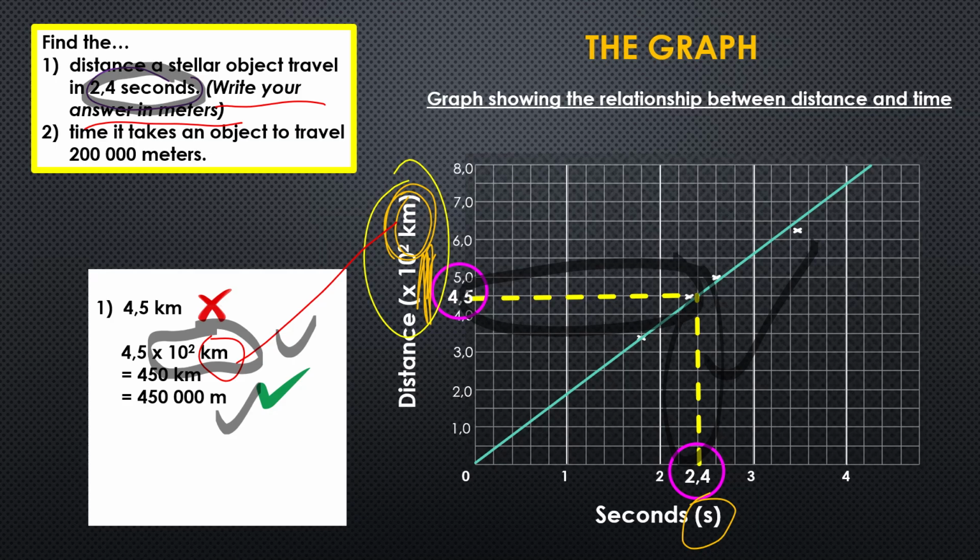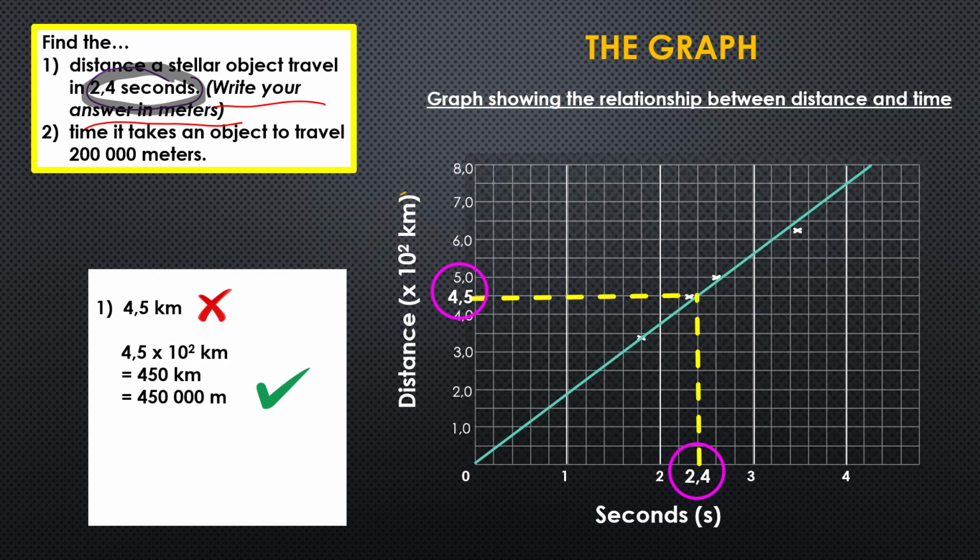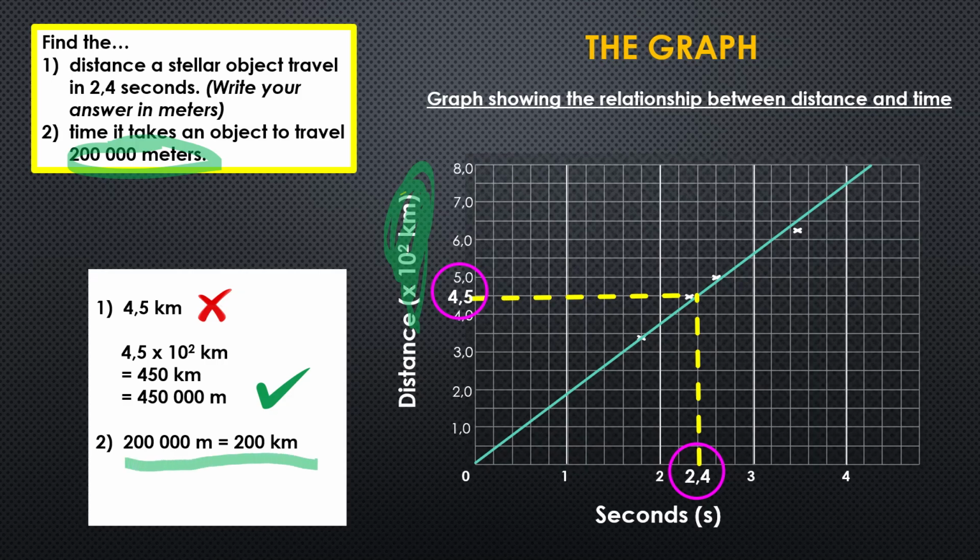Question 2. Calculate the time it takes an object to travel 200 meters. So let me just clear the screen a little bit. So now the given value is 200 meters. Now we don't have meters on our graph, we have kilometers. So the first thing that we need to do is take that 200,000 meters and convert it to 200 kilometers. But still, if you look at the values on your y-axis, you don't have 200s. It only starts at 0 and it ends at 8. But remember that you have this times 10 to the power 2 on the left-hand side.